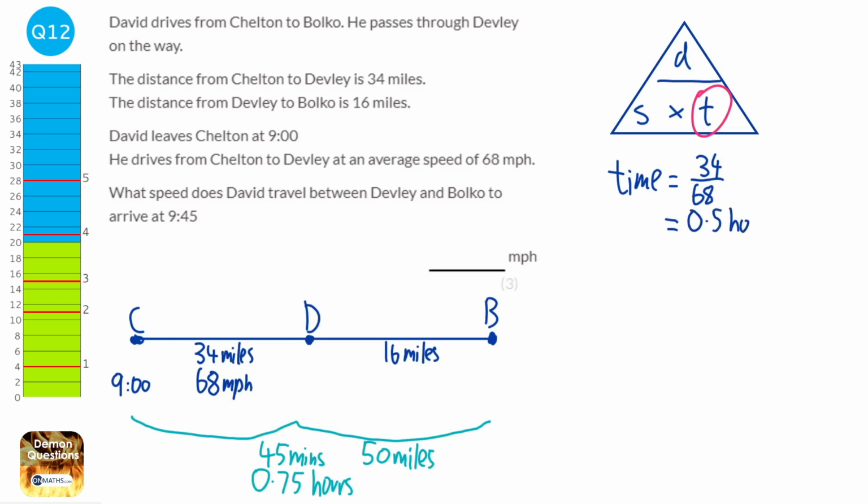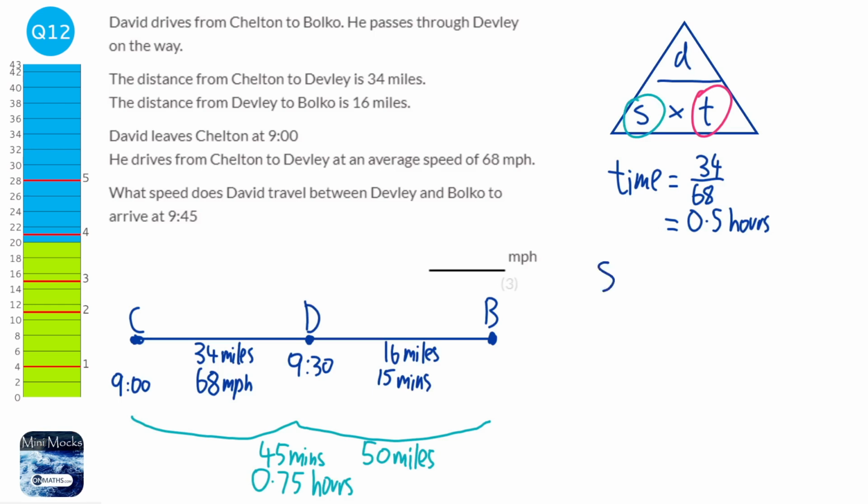So it would be 0.5 hours. So that would be half an hour. So we will be at Devley at 9:30. So that means we've got 15 minutes left. Okay, so we've got 15 minutes to travel the 16 miles. So this time we're looking for the speed.